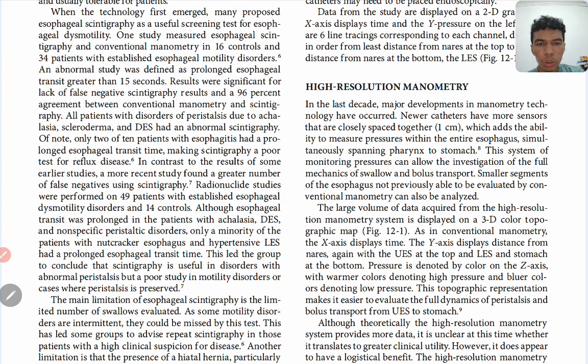The system of monitoring pressure can allow the investigation of the full mechanics of swallows and bolus transport. A smaller segment of the esophagus not previously able to be evaluated by conventional manometry can also be analyzed. The large volume of data acquired from the high-resolution manometry system is displayed on a 3D color topographic map.